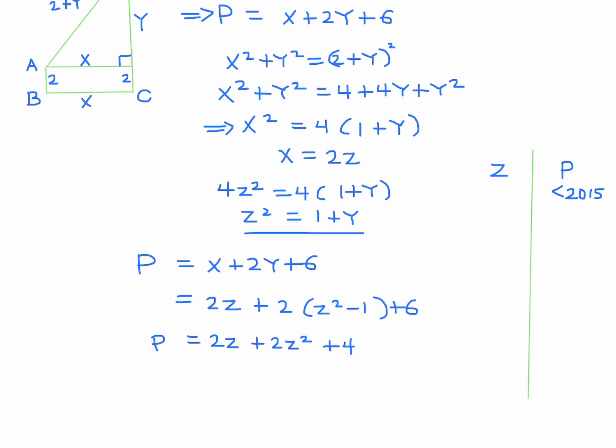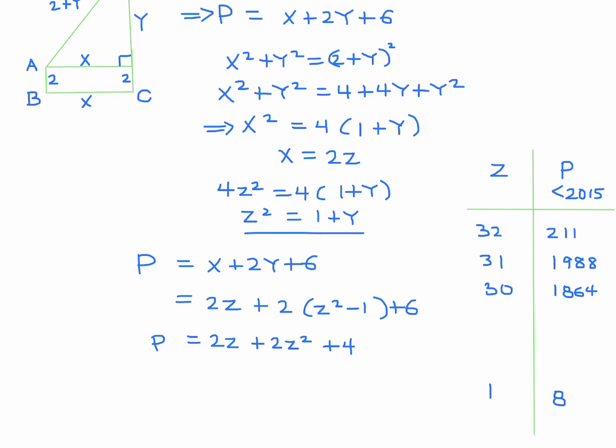So let's see what we get. If we start with z equal 1, it will be fine. And that'll just be what, I think 8. And we got to keep going. If I get up to 30, I get 1864. If I put 31 for z, I get 1988. If I put 32 for z, I get 2116. So this is obviously not less than 2015. So for values of z from 1 all the way up until 31, p was less than 2015.